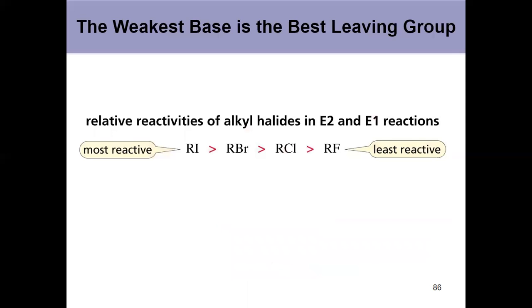And same rules as E2 reactions and substitutions. The most reactive alkyl halides will be alkyl iodides, because that's the best leaving group. Weakest base is the best leaving group, so iodide's the best, followed by bromide, chloride, and fluoride. We talked about just in the last video how fluoride is a bad leaving group. So most of the rules are the same.